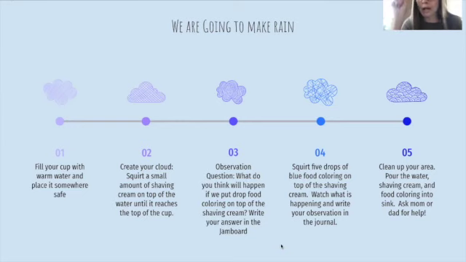And you wrote your answer in your Jamboard. And if you haven't done it yet, you're going to go back and write your answer in there. Then we put 5 or so drops of blue food coloring on top of the shaving cream. And we watched what is happening. And we wrote our observations in our journal. Again, if you haven't done it, that's okay, because we know you're going to do it in a little bit.